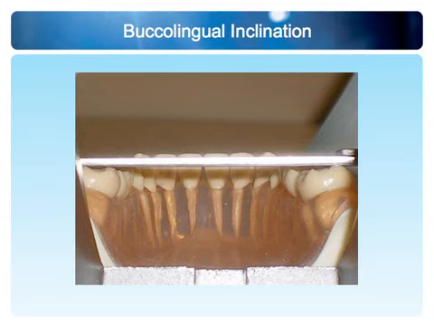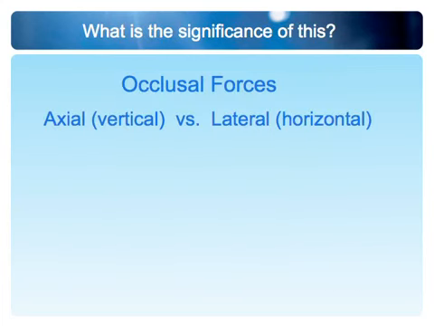A 35 mm transverse measurement typically comes with teeth that are vertically positioned or have very little buccolingual inclination, such that the buccal and lingual cusps all would touch a flat surface coming across the end. Well, what's the significance of that? The significance of having the proper buccolingual inclination has to do with occlusal forces and how that patient is going to do long term.